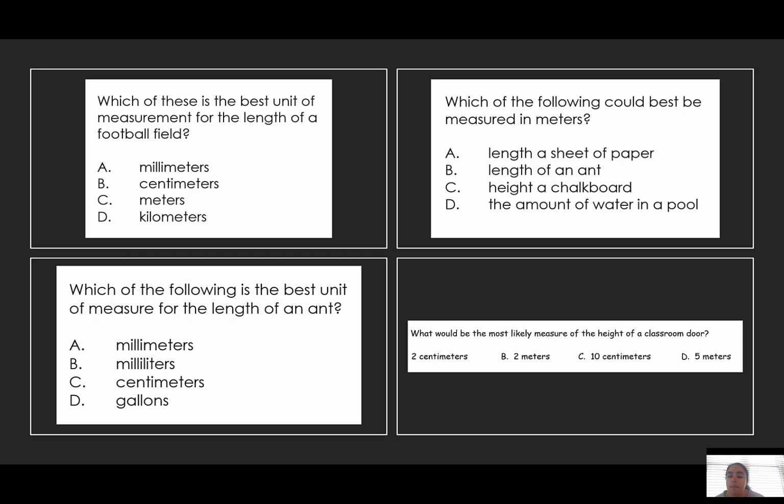What would be the most likely measure of the height of a classroom door? 2 centimeters, 2 meters, 10 centimeters, 5 meters. I'll give you a moment.